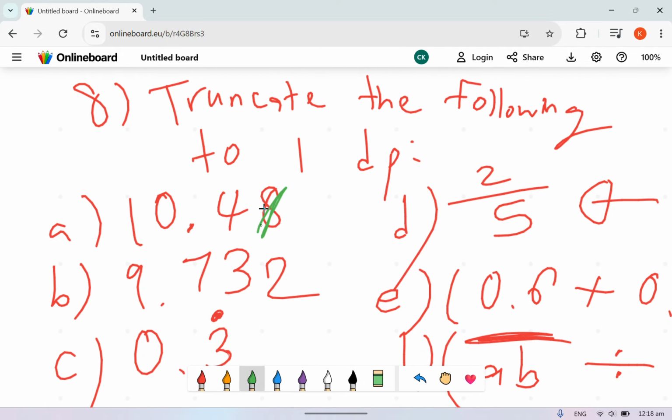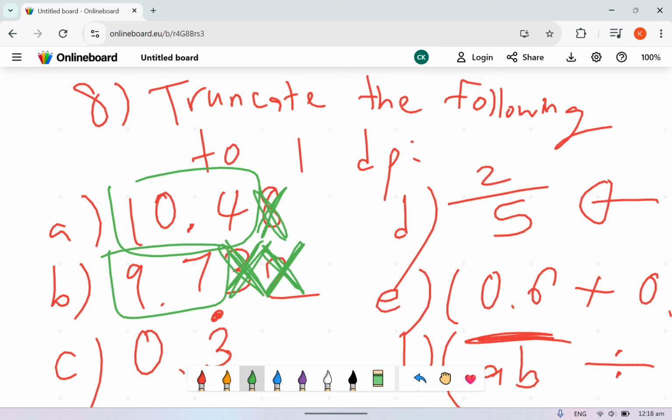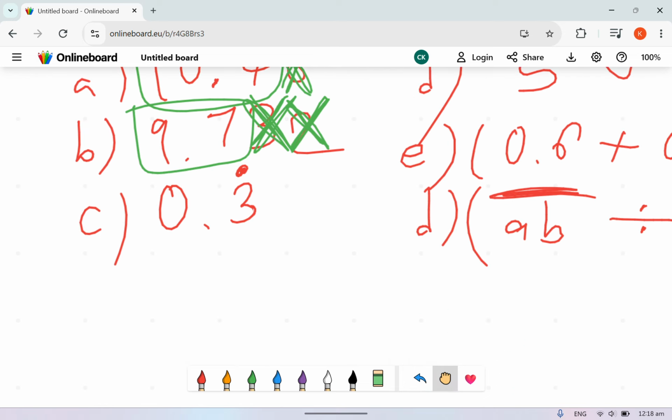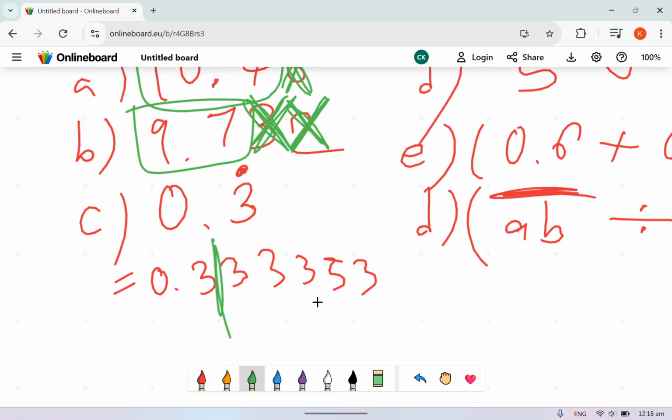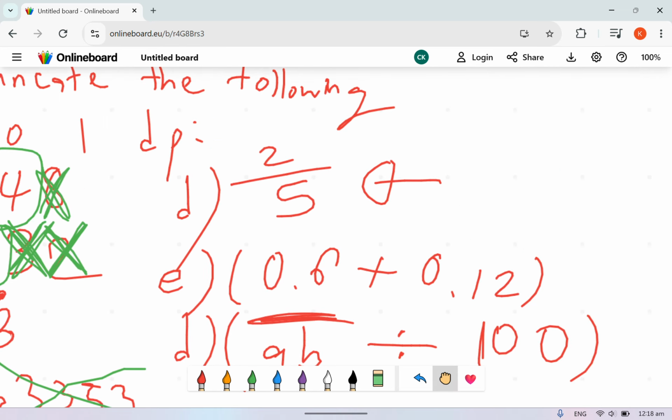This one I don't want to say anything. It's too easy. 10.4. Make sure you take off both. Don't just take off one. In this case, this is actually just the same as saying 0.33333. So what you do is you truncate off all these, you're left with just 0.3 cleanly. Okay, 2/5, we all know is 0.4. Oh wait, sorry. I said my question wrongly. Okay, never mind.